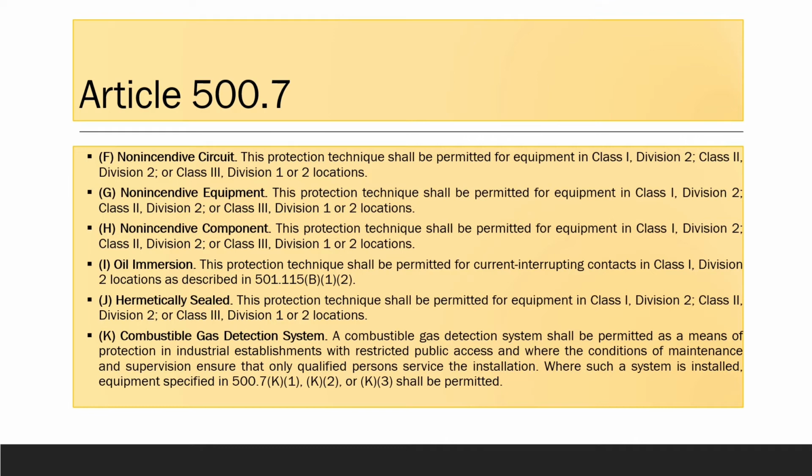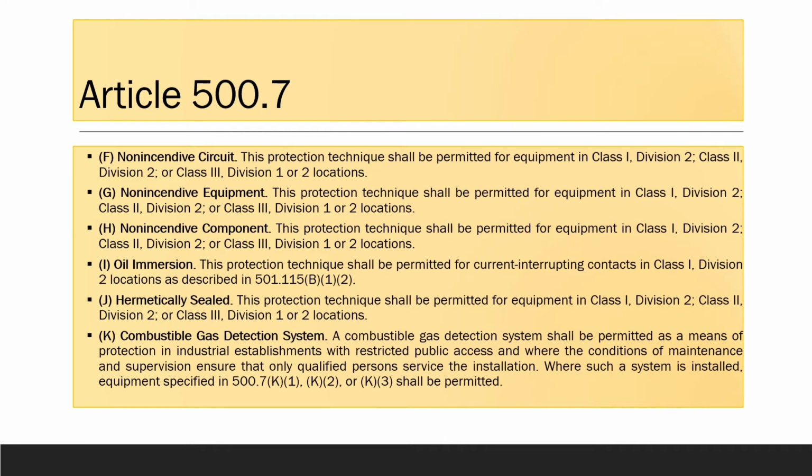It is a component having contacts for making or breaking an incendive circuit, and the contacting mechanism is constructed so that the component is incapable of igniting the specified flammable gas or vapor-air mixture.